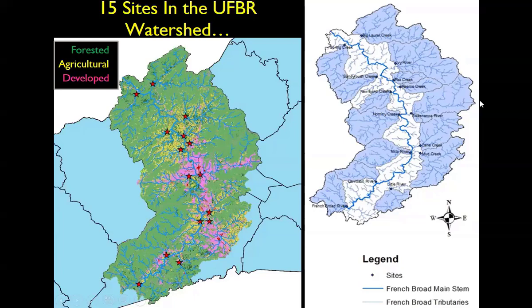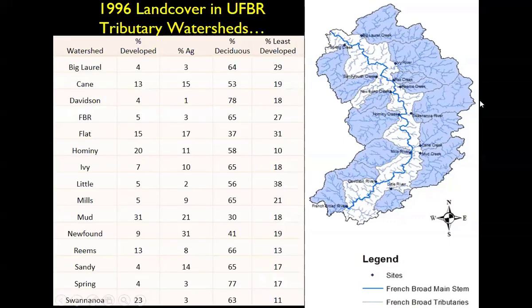So what's most of the land use like in this watershed in the 90s? Yeah, forested to a great extent. And the urban development that's happening is more at lower elevations along the French Broad main stem. Okay, so just to give you some numbers, because I like numbers. So land cover in these watersheds: percent that was developed, percent that was ag, percent deciduous, and then stuff that was least developed, not deciduous, like pine trees, grasslands, and stuff.